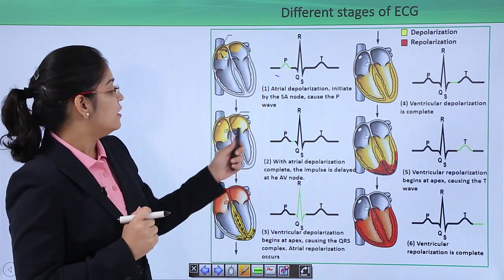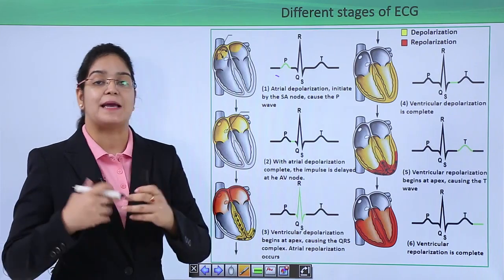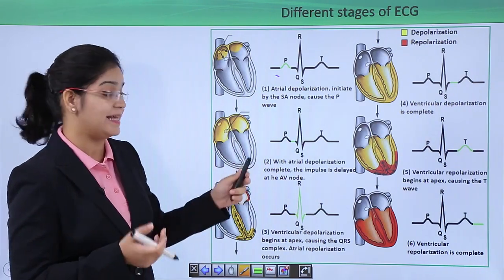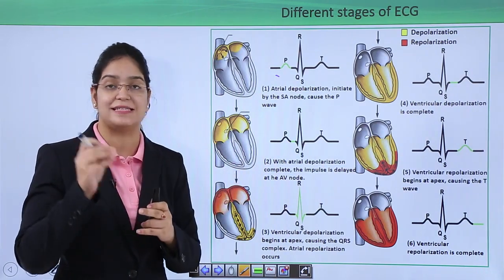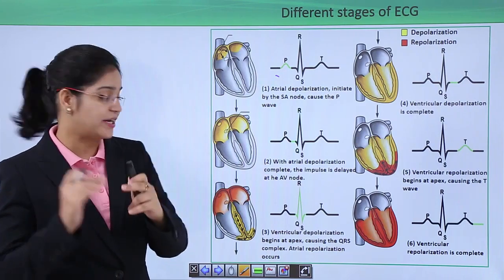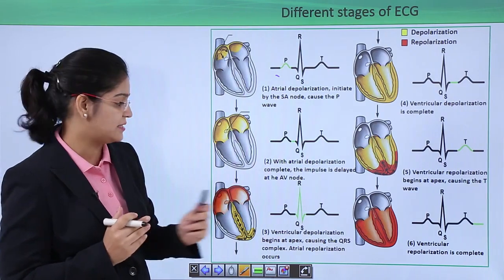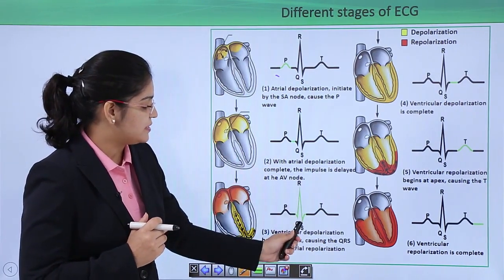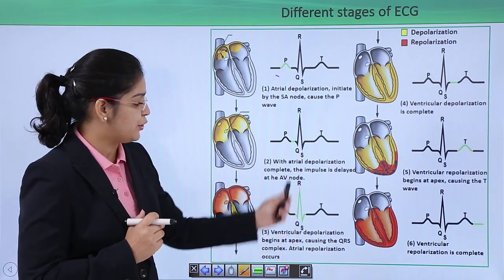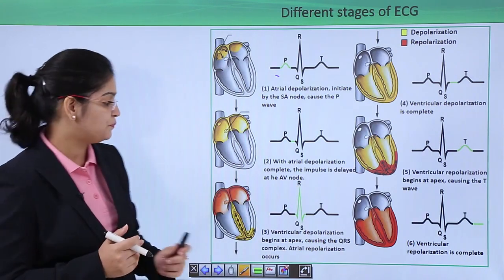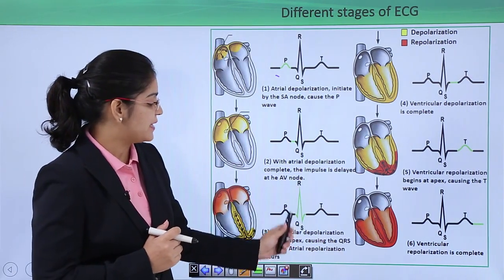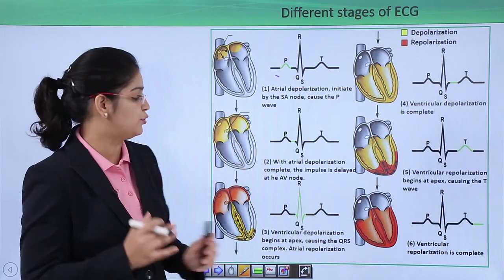Now the SA node is transferring its impulse to the AV node. As it is transferring its impulse to the AV node, contraction in the ventricle starts. Here you can see contraction in the ventricle starts. So in the graph you can see now the impulse is on the QRS complex. Now from the QRS complex the impulse will go to the T.